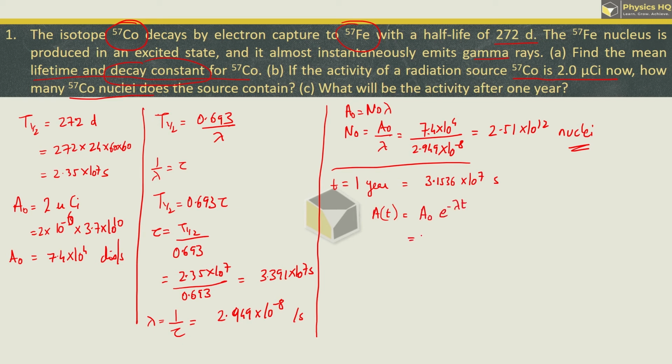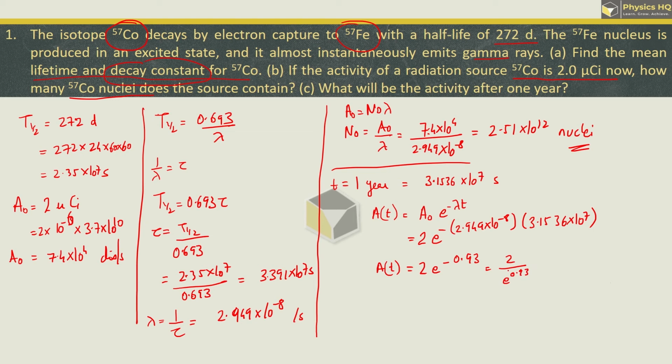So activity initially was 2 microcurie, so we will keep it in this form only, so that our final answer also remains in microcurie. Then we have e raised to minus lambda, which is 2.949 into 10 raised to minus 8, and time is 3.1536 into 10 raised to 7. This comes out to be 2 into e raised to minus 0.93. This can be written as 2 upon e raised to 0.93.